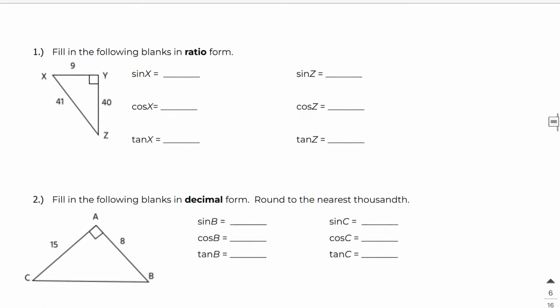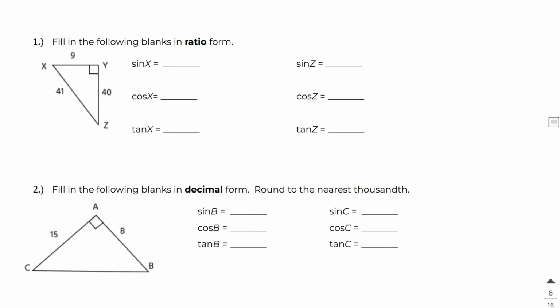So if you look right here, it says fill in the following blanks in ratio form. The first one is sine of angle x. So this is the angle that I'm looking at right here. Based on that, I want to label the adjacent, the opposite, and the hypotenuse. Here, the adjacent is the 9 because that is right next to angle x. But even though 41 is also next to it, that is not the adjacent. That is the hypotenuse because it's across from the right angle. And then 40 is the opposite because it is across from the angle x.